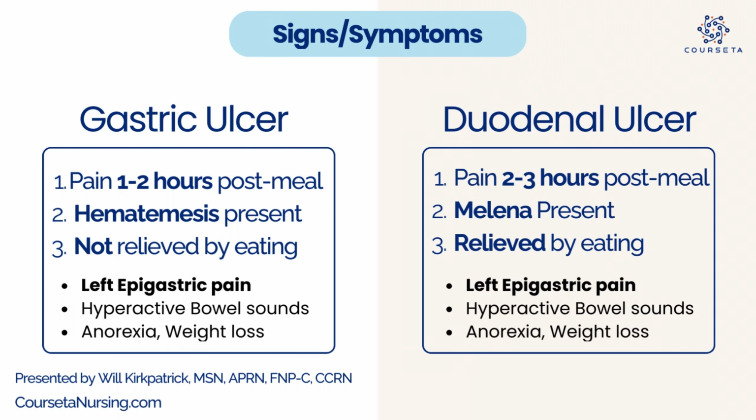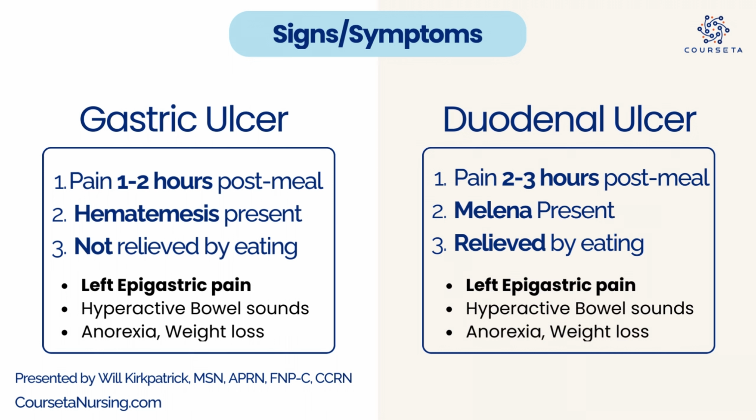So when we introduce food, that of course is going to increase gastrin production naturally, but we already have a high gastric production. So what happens is when we have even more gastrin production, it's going to irritate that mucosal wall. So if you have an ulcer, it's going to cause pain when you introduce food. So that pain typically happens 1 to 2 hours after eating, sometimes immediately as well.